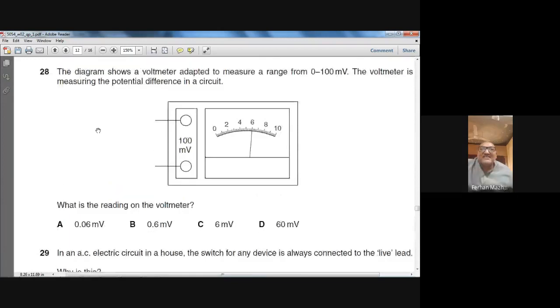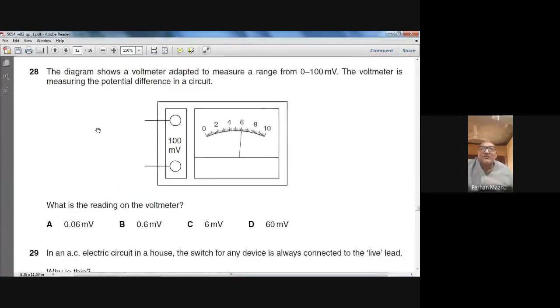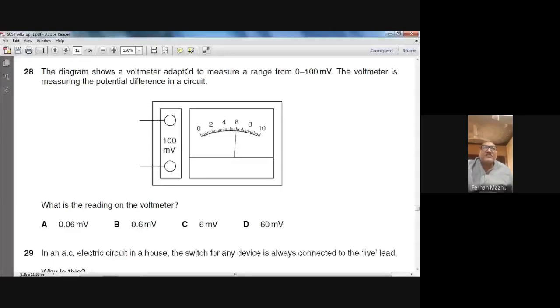It's a tricky question. The reading is how much? It is 60 millivolt, 60 millivolt. So D is the choice for question 28. Yes, ma'am. Question number 28, D is the choice.